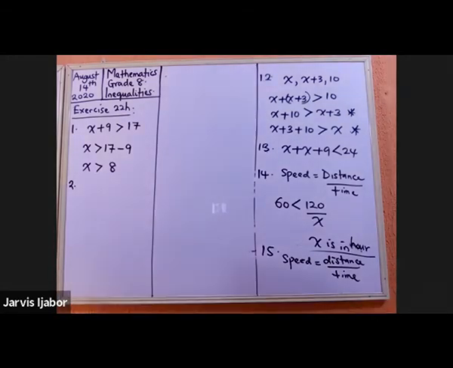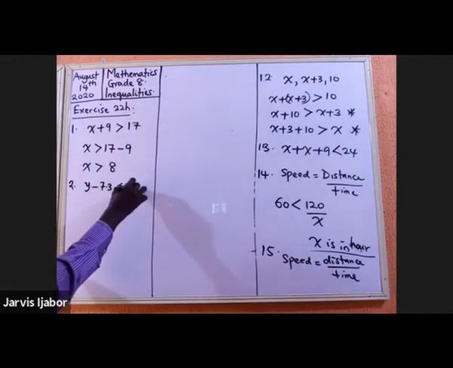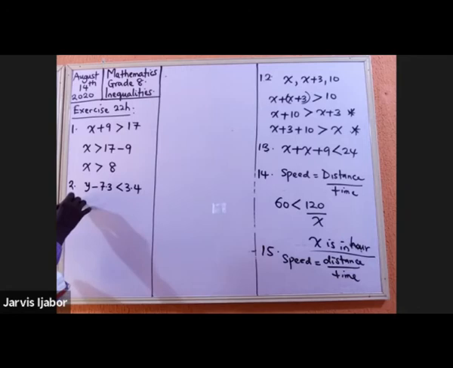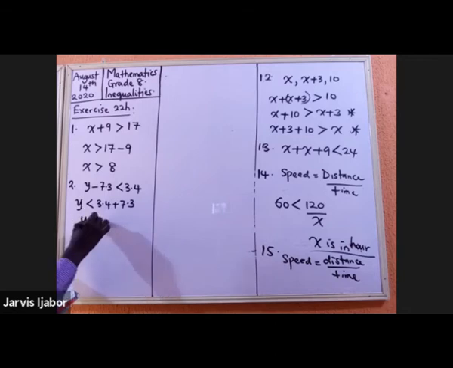All right, so question 2 says 7.3 is subtracted from y. The result is less than 3.4. What is the number? y will be less than 3.4 plus 7.3. And y will be less than 10.7. Right? So that takes care of that. Question 3.